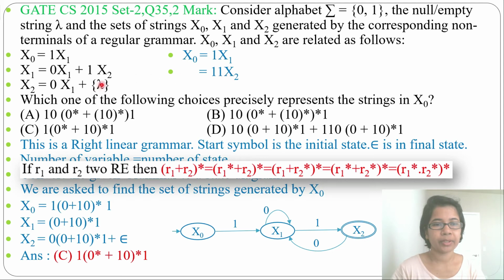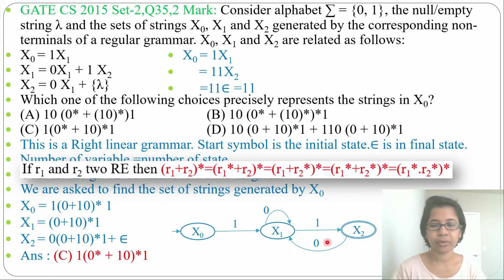Then from x2, you can derive epsilon. So substitute epsilon, and we got 1. Now check from which regular expression you can generate 1. From this, minimum will be 101. From B, minimum will be 101. From option C, minimum will be 11. From option D, minimum will be 101 or 1101. So the answer will be C.